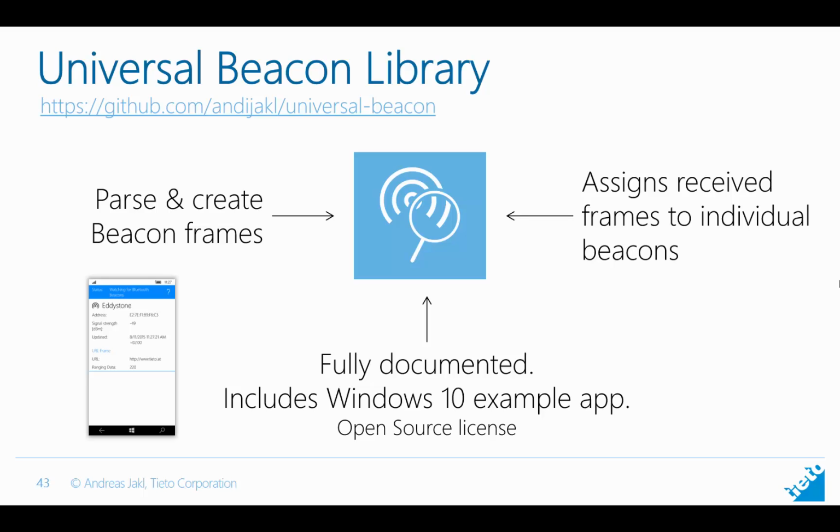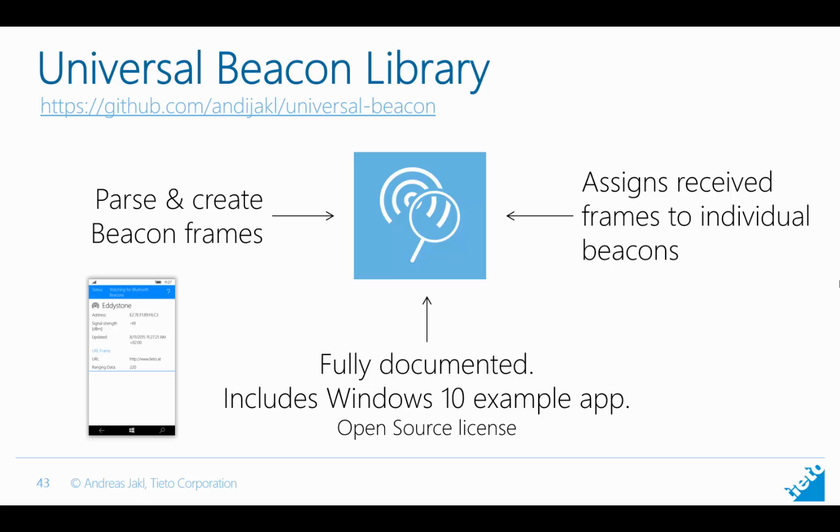For this reason, I've also created a universal beacon library for Windows 10, which is released under an open source license, fully documented. It also comes with a complete Windows 10 example app, which saves you from all this work. Essentially, you just send every advertisement that you get from your device to this beacon library, and it will take care of the rest.